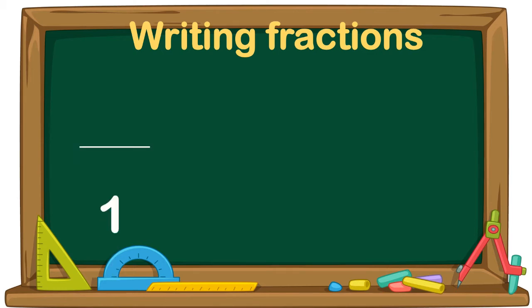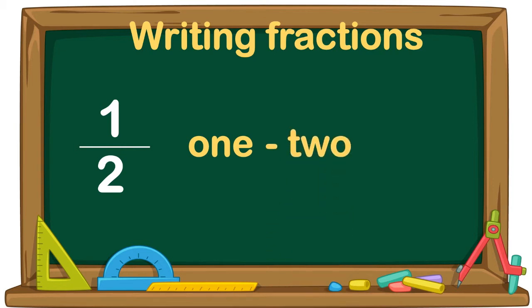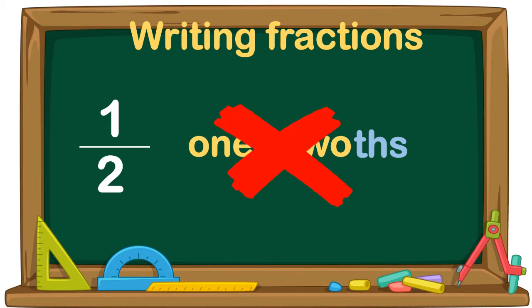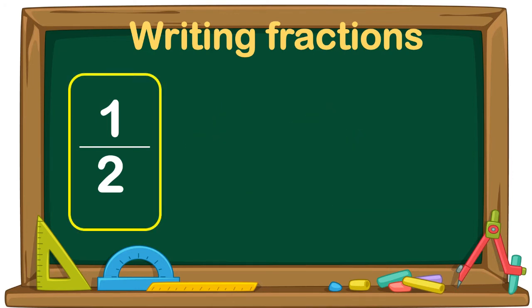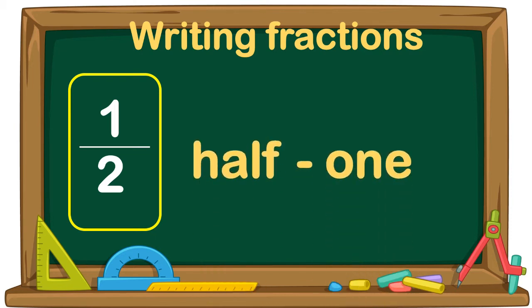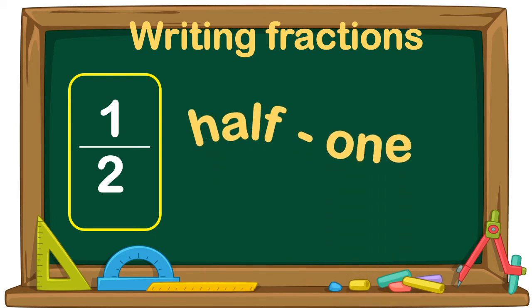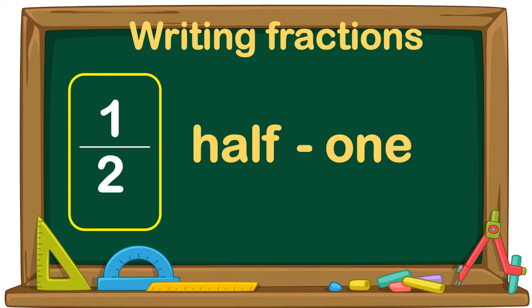Now pay attention. I have 1 and 2. This is a special fraction because you could think that the right writing is one two, and then we add THS. But this is wrong. When I have this fraction 1/2, the right writing is one half.